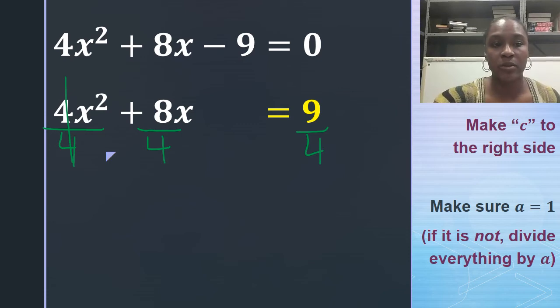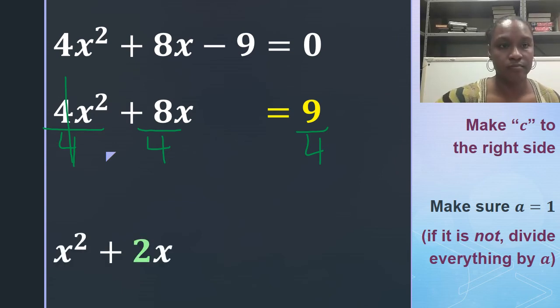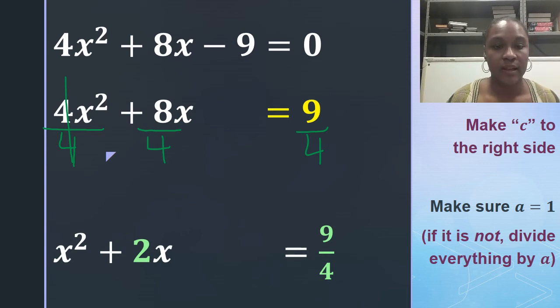So what we want to do is divide everything by A all the way across. That 4 will cancel. So now A will be 1. 8 divided by 4 is 2. And 9 divided by 4 is not a whole number, so we have to leave it as a fraction. And that's that. That's the first step when A is not 1. That's different than when A is 1.